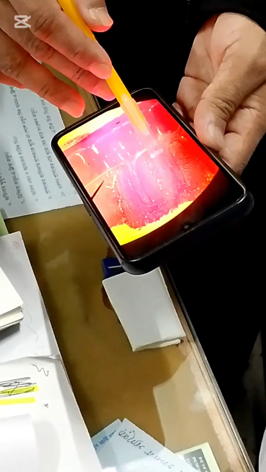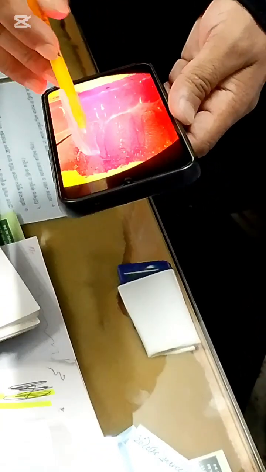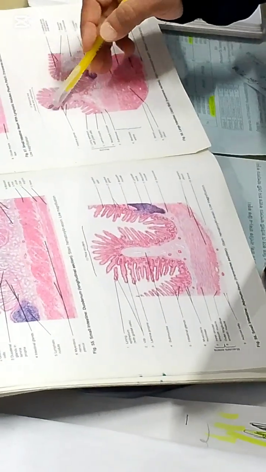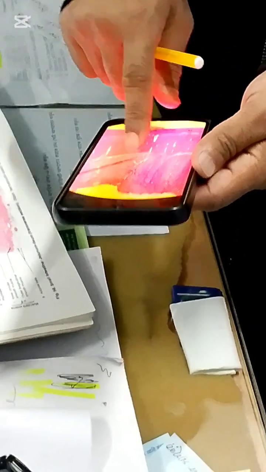Here, this is fold. This is another fold. So, this is colon, large intestine, part of colon. Here you can see this one submucosa. These are intestinal glands.